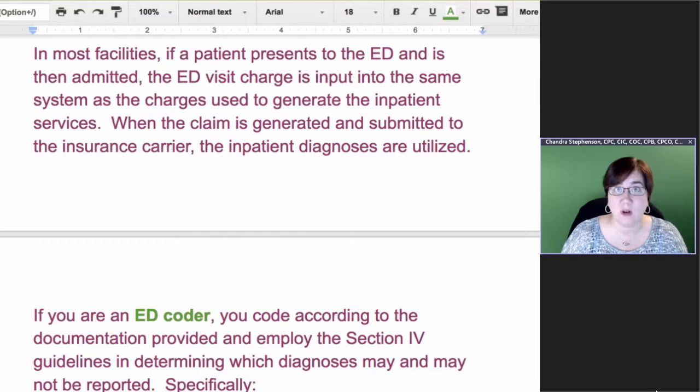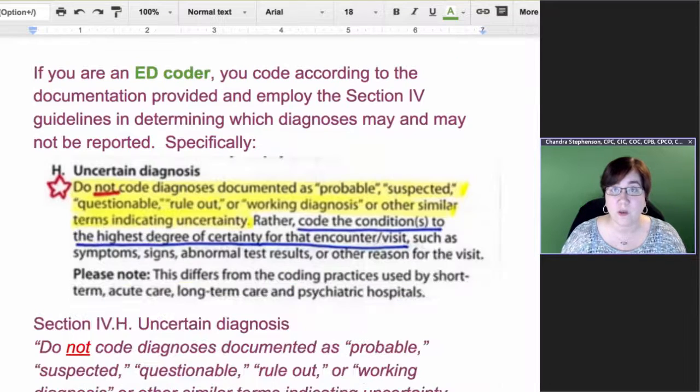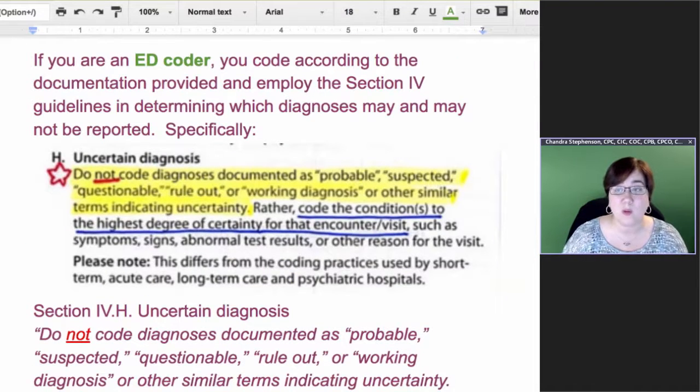When the claim is generated, they then look to see what place of service did that patient wind up in to determine which rules do we need to follow. If they wound up in the inpatient environment, they were admitted for a full hospitalization, the claim that's generated is going to utilize the inpatient diagnoses, quite frankly, and it's going to code for all of the different pieces that it needs to. As an ER coder or an ED coder, what you need to do is remember that regardless of where the patient winds up, your services are part of the hospital outpatient department, and you have to code those accordingly. So you're going to follow those Section 4 guidelines.